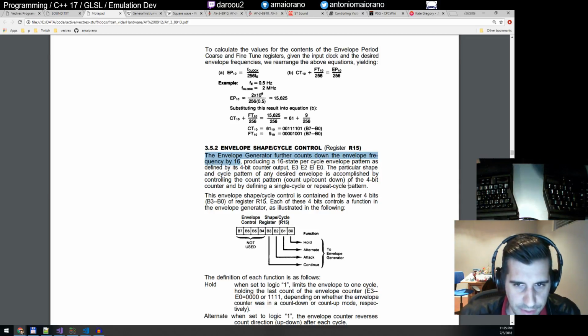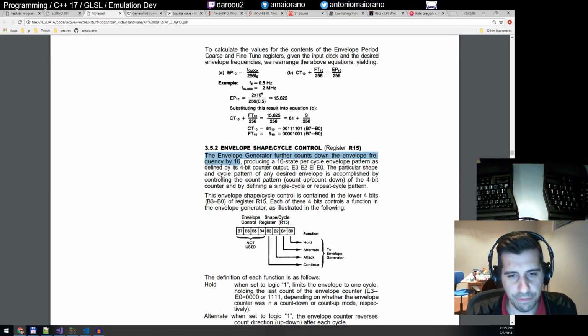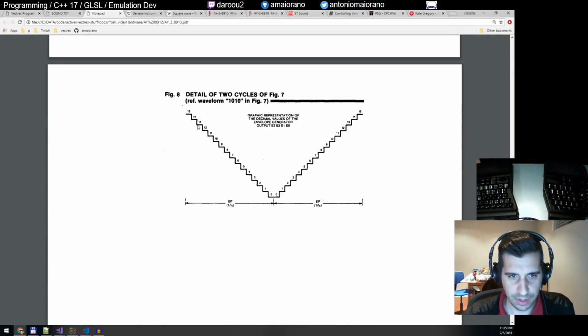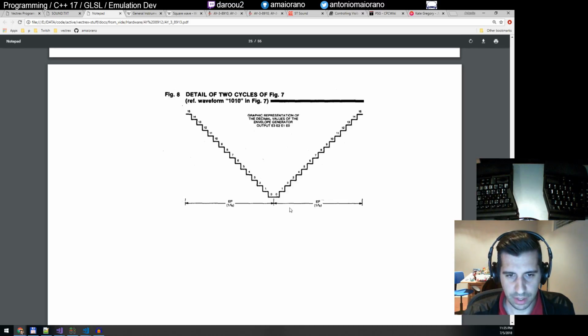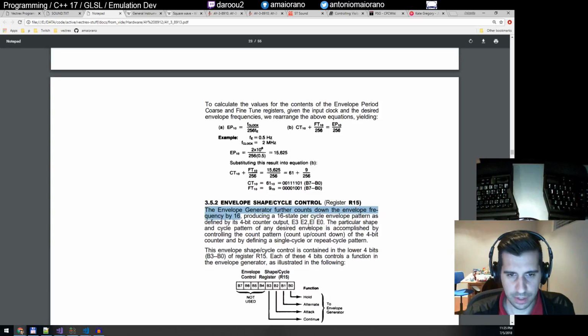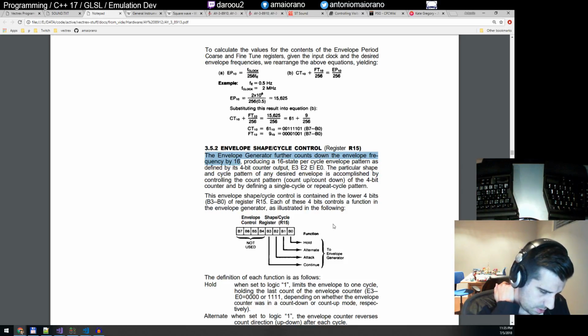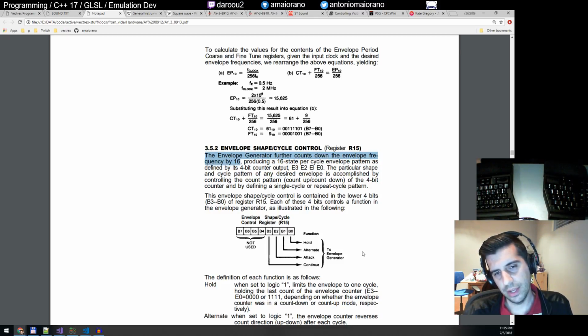So this sentence here, the envelope generator further counts down the envelope frequency by 16. I think what they mean is the fact that there's 16 steps here for one EP, right? Hold on. Oh, wait a minute. Am I doing this right?